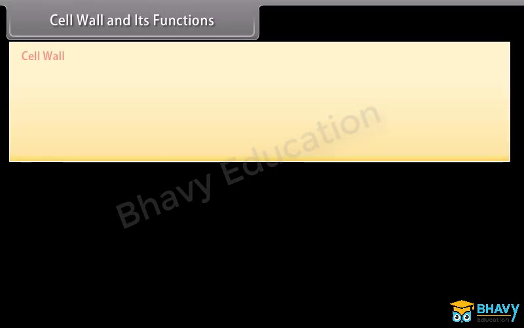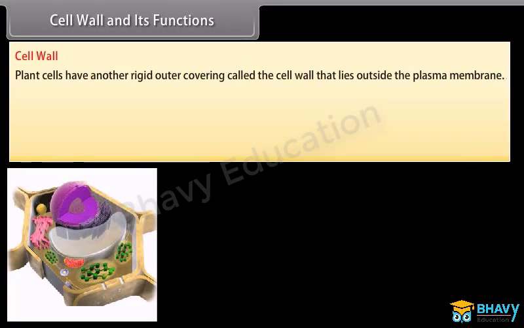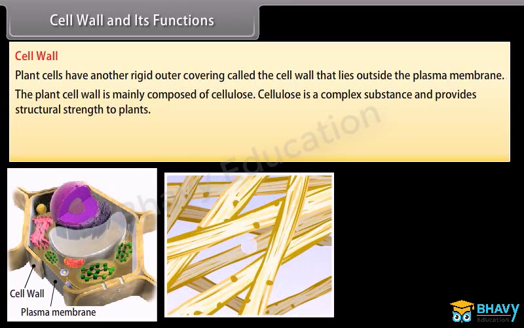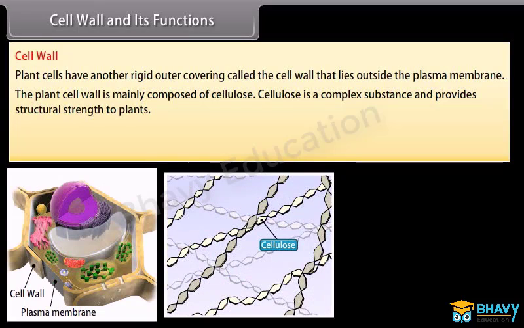Cell wall and its functions. Plant cells have another rigid outer covering called the cell wall that lies outside the plasma membrane. The plant cell wall is mainly composed of cellulose. Cellulose is a complex substance and provides structural strength to plants.